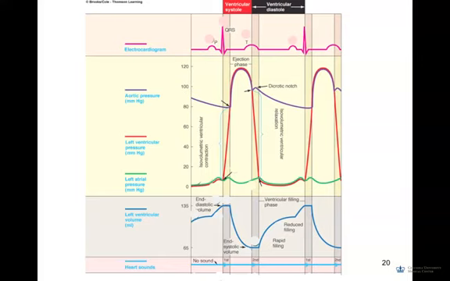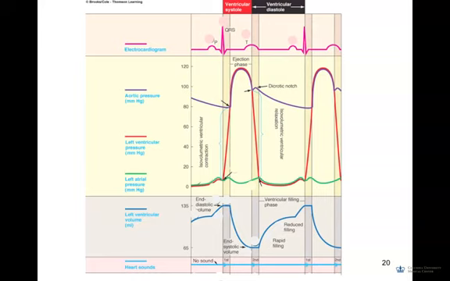So now we're going to talk about the electrical and the mechanical events that occur during a single cardiac cycle. And then we're going to talk about successive cardiac cycles. Now, as I said earlier, the cardiac cycle is essentially one heartbeat.